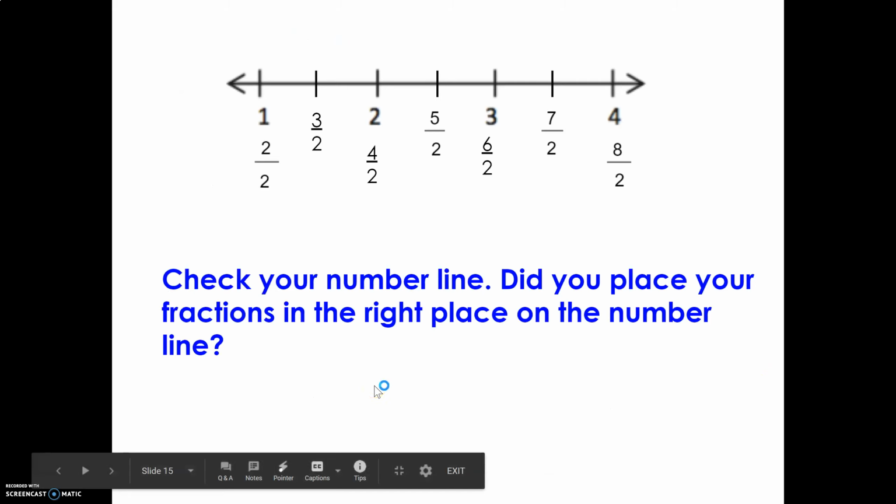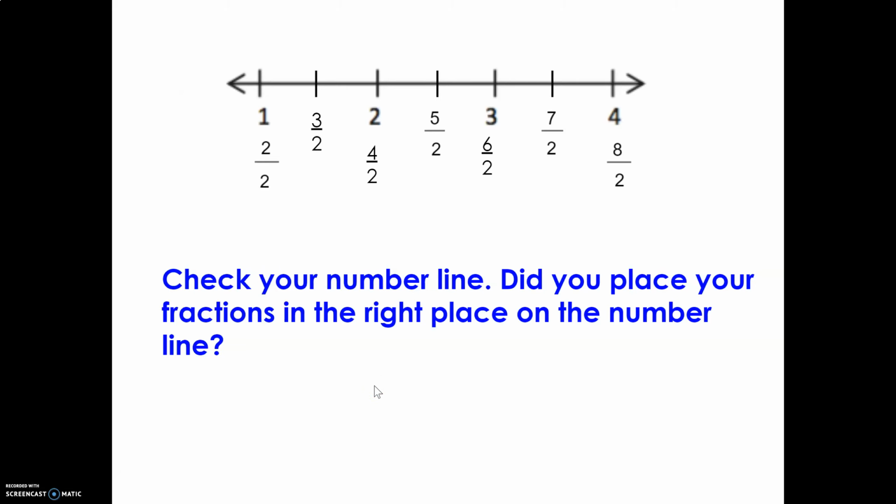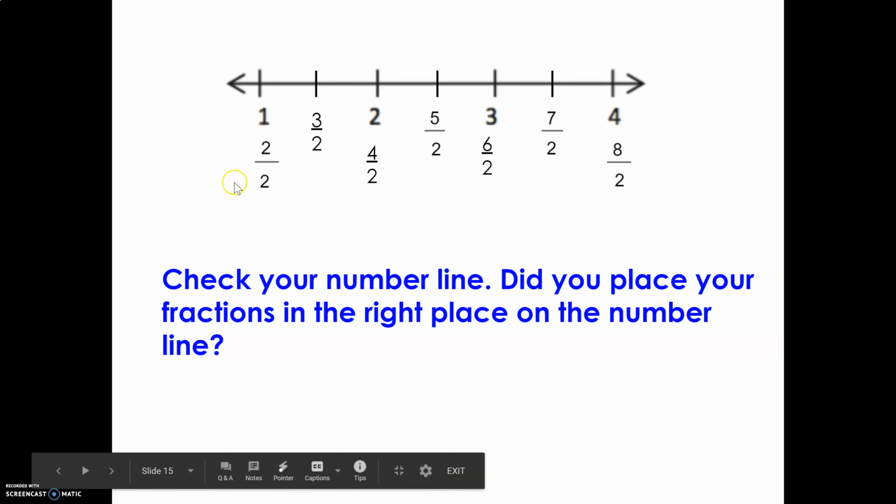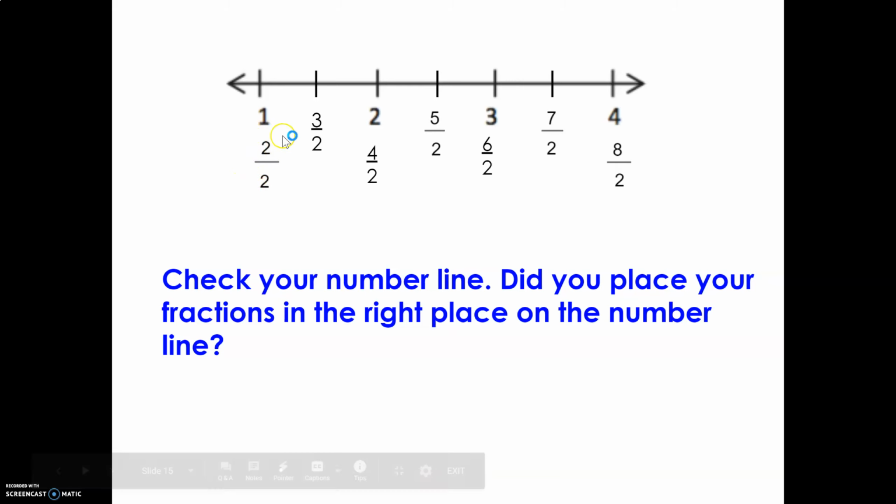All right, so check your number line and see if you placed your fractions in the right place on the number line. So I remember I told you have to think about what to start with. So your 2 halves should be on that number line. That's what your starting point is because 1 is equivalent to 2 halves. Then remember between 1 and 2, you would need 1 mark to divide it into halves.